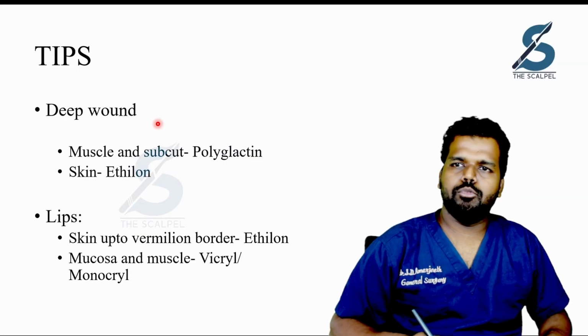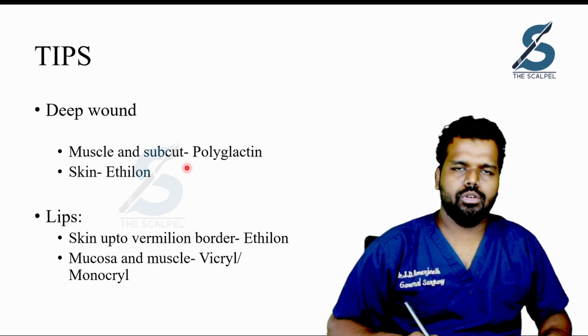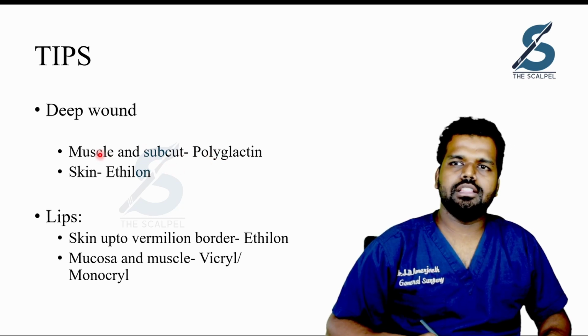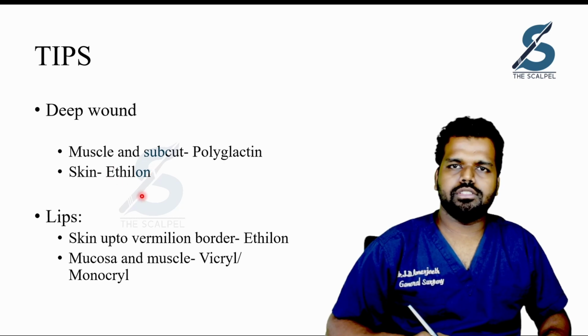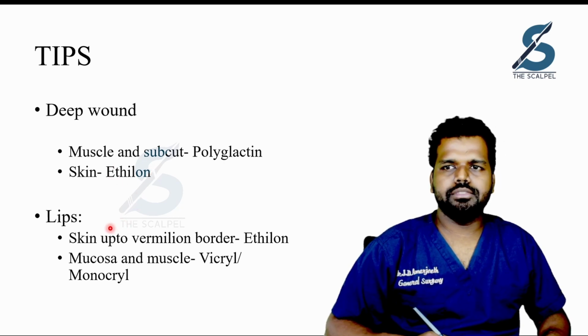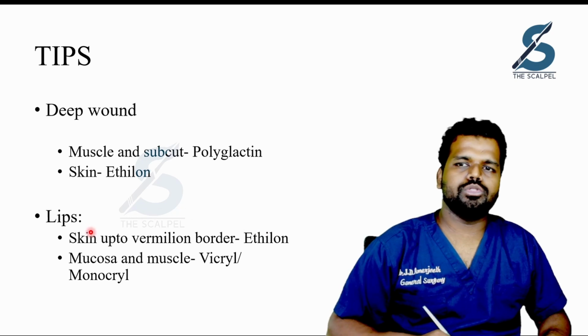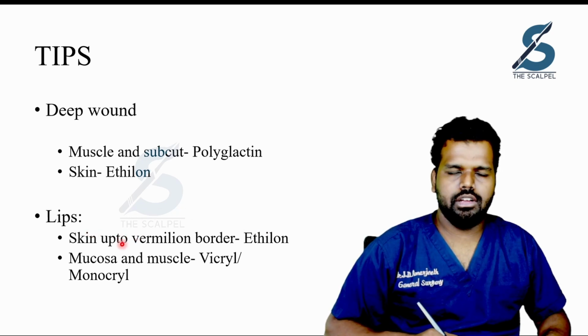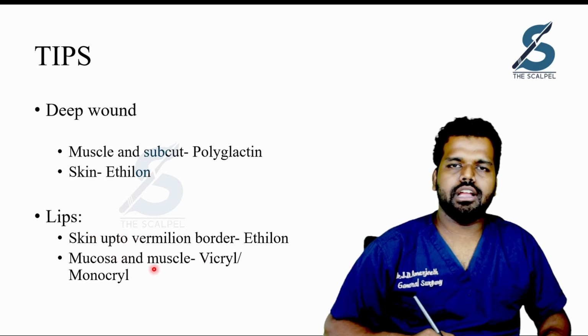For a deep wound, you can use polyglactin or Vicryl to approximate the muscle and subcutaneous tissue. And for skin, you can use Ethilon or skin staplers. And for lips, you can use Ethilon to suture the skin up to the vermilion border, and then later Vicryl or Monocryl to suture the mucosa and the muscle inside.